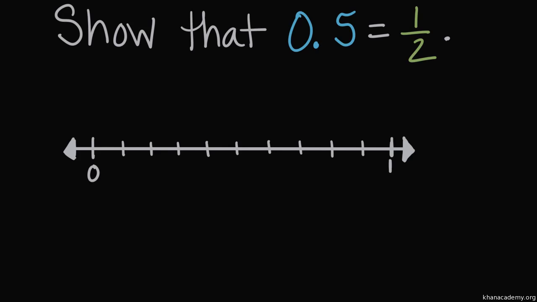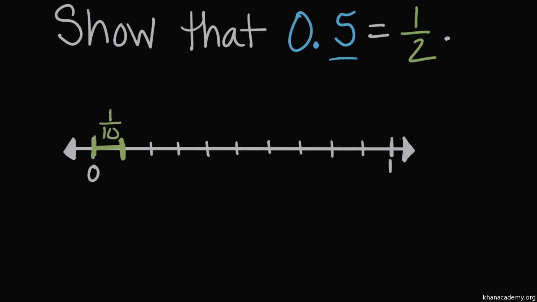But let's not just accept that that's true. Let's see if we can prove it. Let's try to show that. So the first way we can show it is down here with a number line. We have a number line that goes from 0 to 1, and it's divided into 1, 2, 3, 4, 5, 6, 7, 8, 9, 10 equal pieces. So that means each of these pieces is one of the 10 equal pieces, or 1/10.